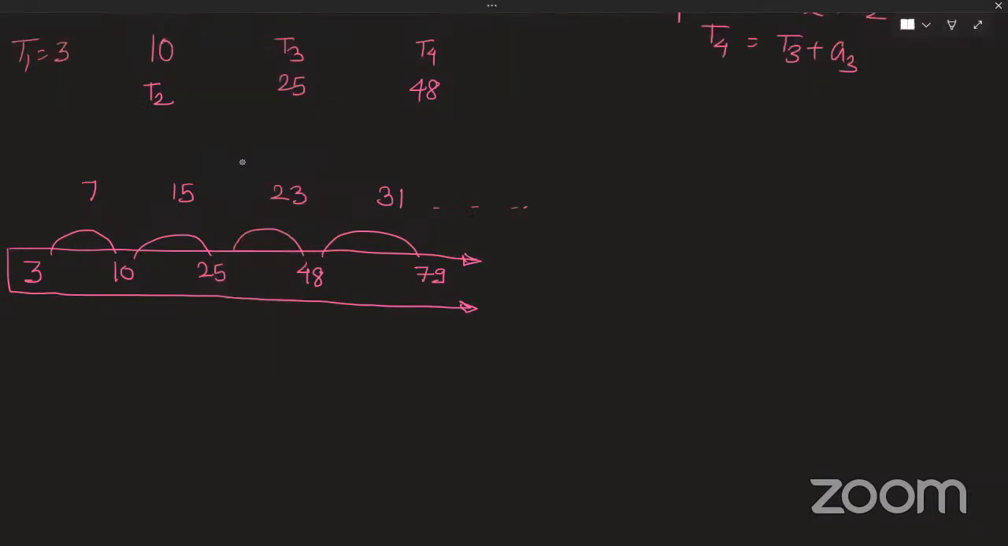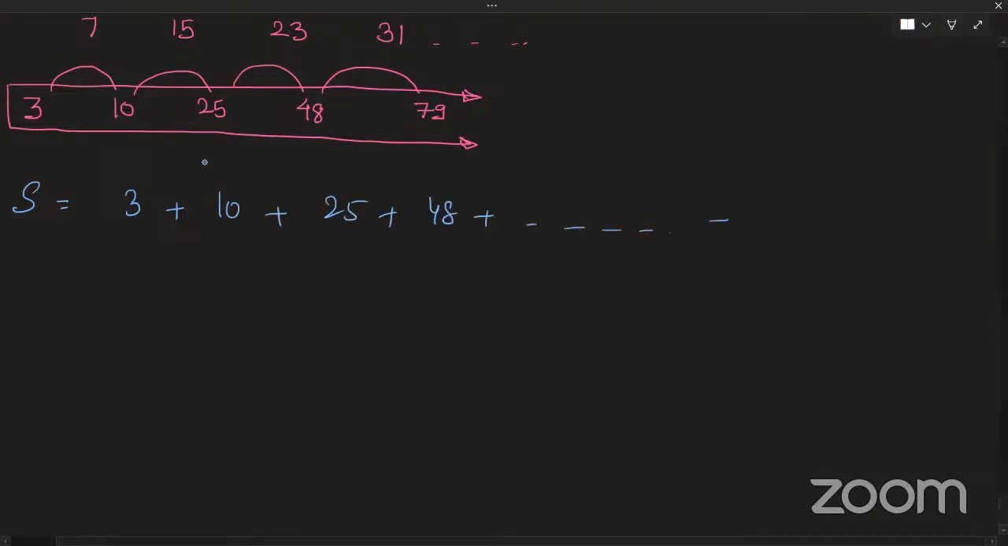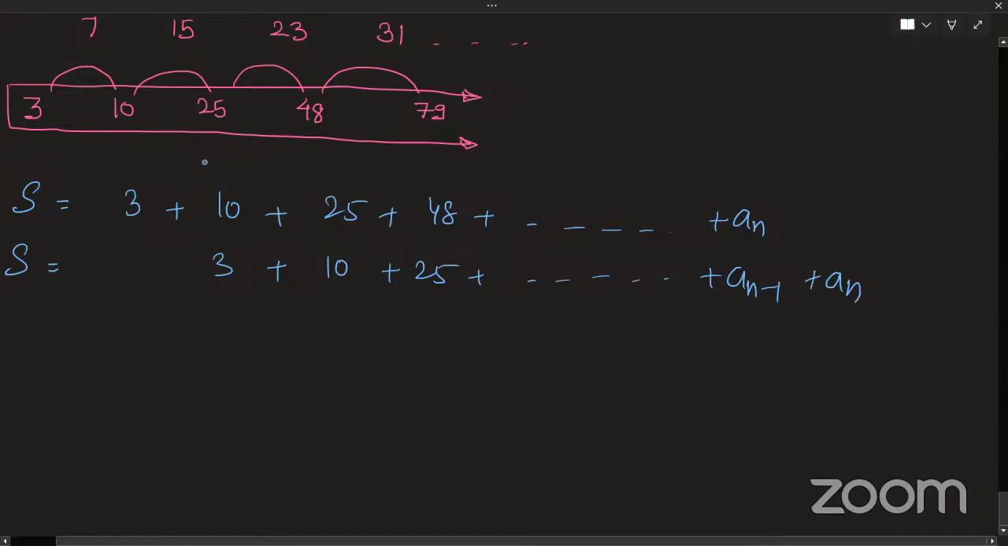Does anyone remember? Everyone has forgotten. I used to write S as 3, 10, 25, 48, and so on up to AN. See, that is why I ask you to do revision. You never revise anything. Now I have equations 1 and 2.